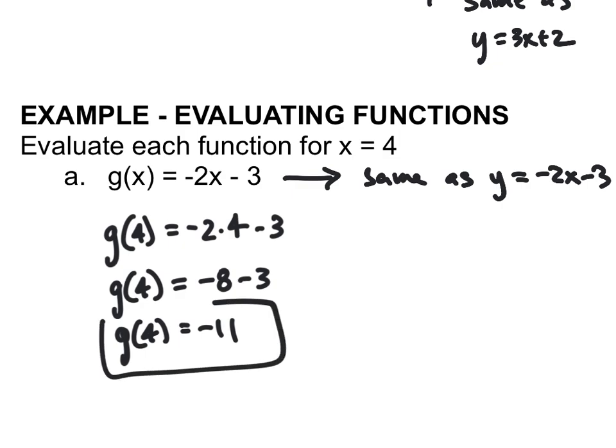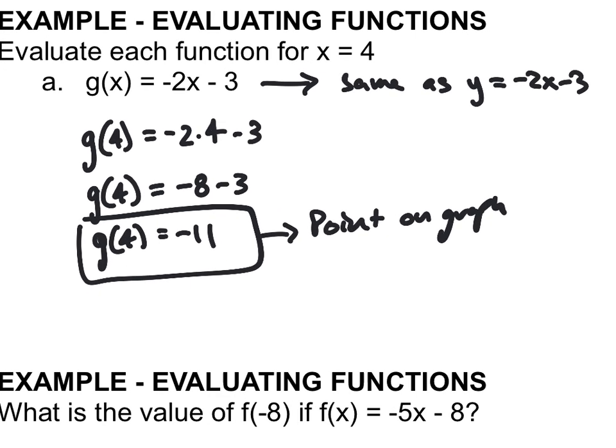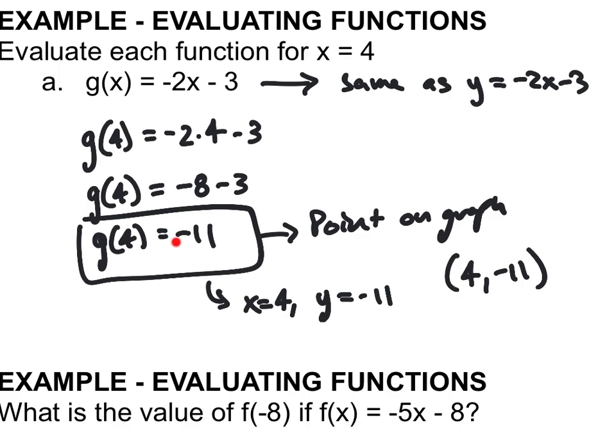Now remember what this means. This is a point on the graph. My goal here is to identify that this is the point. Here x is equal to 4, y is equal to negative 11. That then gives me the point 4 comma negative 11. But we need to be able to read this and understand what that means. All right, let's take a look at the next example.